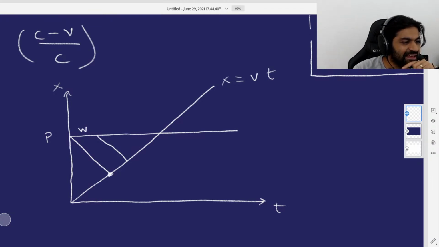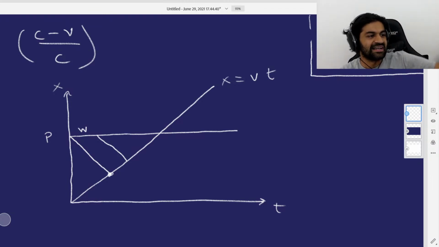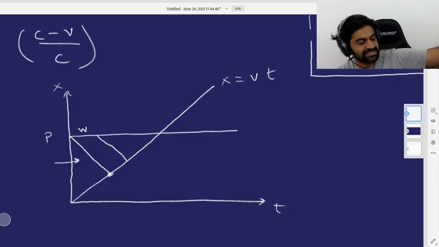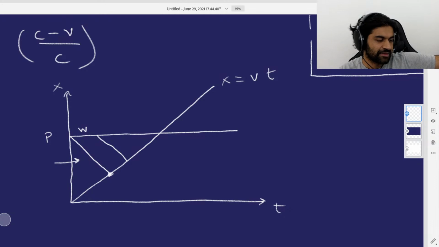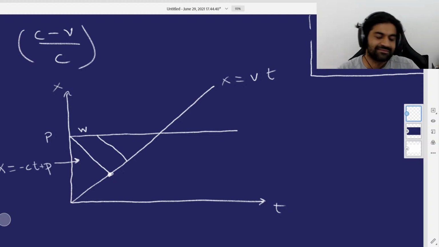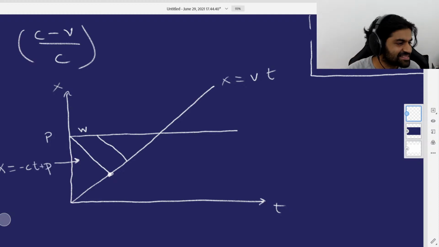We'll see what happens. So what is this point going to be? Well, it's the intersection of these two lines. What's the equation of this line over here? Well, this line has a slope of negative c, and it has an intercept over here of p. So it's just going to be x equals negative ct plus p. Slope-intercept. Hopefully that makes sense.